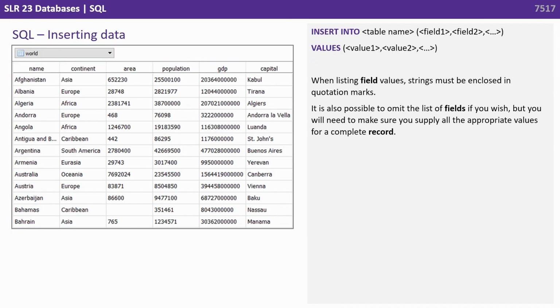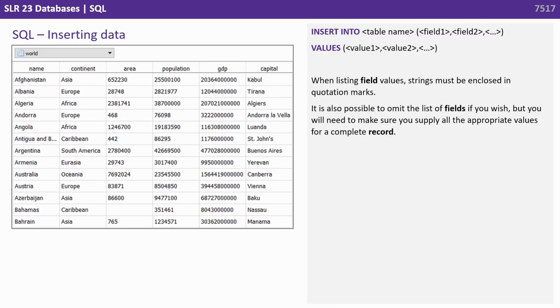We can also, as well as selecting data, insert data into a table via SQL. So to do this, we use the command insert into. We then write the name of the table we want to insert into, and then we list the fields in brackets separated by commas, and then we write the word values and supply each of the values separated by commas.